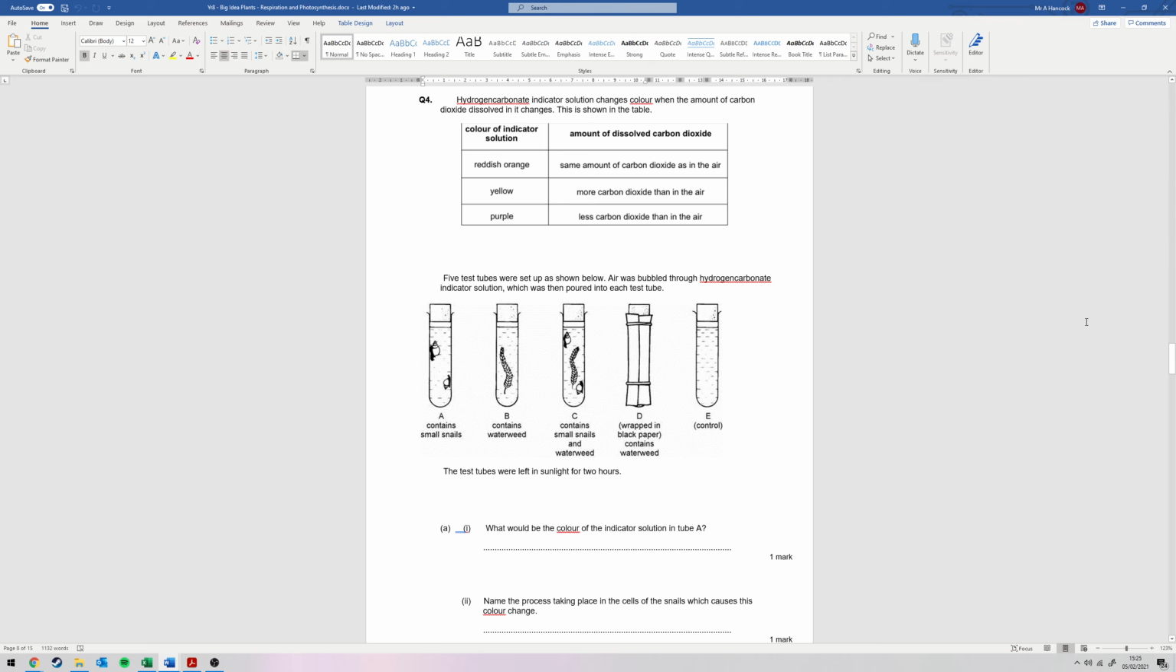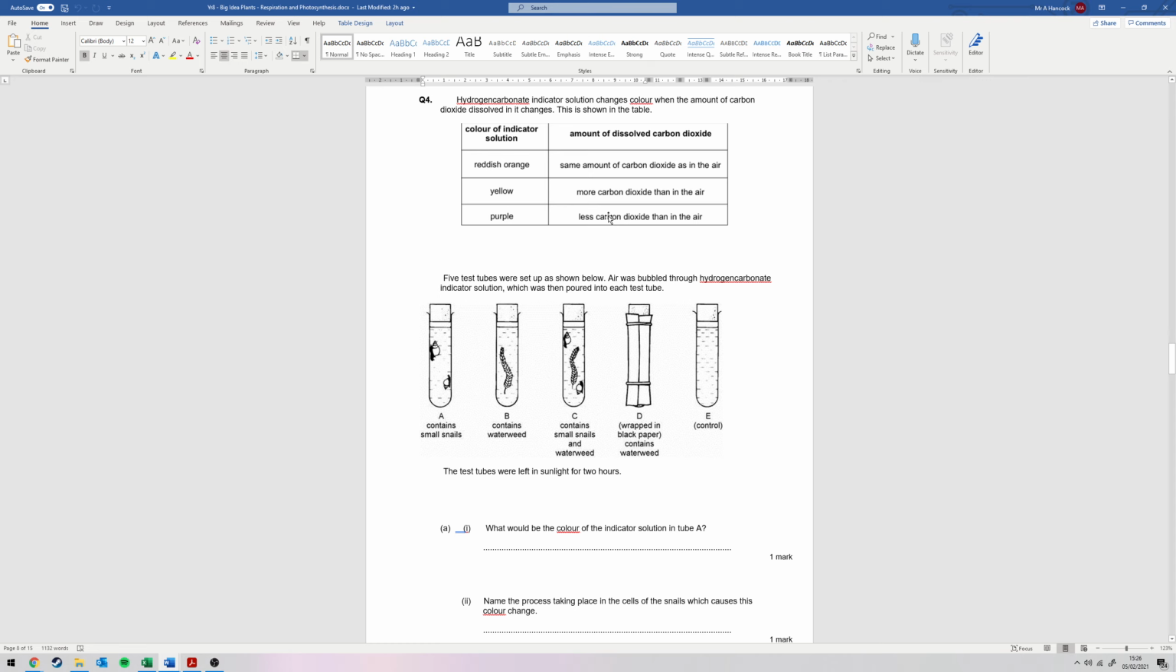Question 4. Hydrogen carbonate indicator solution changes colour when the amount of carbon dioxide dissolved in it changes. This is shown in the table. The colour of the indicator solution will go reddish orange if the same amount of carbon dioxide is dissolved in the solution as in the air. The indicator solution will go yellow if there is more carbon dioxide dissolved in the solution than in the air. And the colour of the solution will go purple if there is less carbon dioxide dissolved in the solution than in the air.